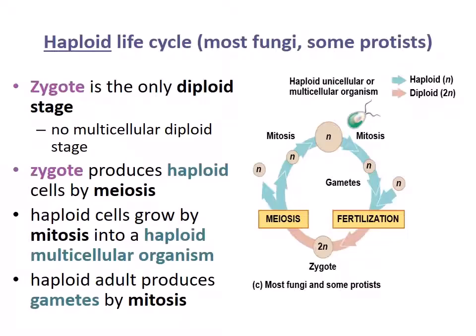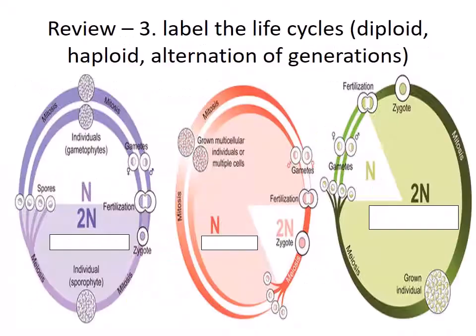So then there's fungi, and they've got another kind of unique life cycle. They've got a haploid life cycle where the majority of their body tissue is haploid, but they have a diploid zygote if they're doing sexual reproduction. So the zygote is the only diploid stage. There's no multicellular diploid stage. And then the zygote produces haploid cells by meiosis, and those haploid cells grow by mitosis into that haploid multicellular organism. And then the haploid adults produce gametes by mitosis, since they're already haploid cells. So go ahead, pause it, and look at this and try and label the life cycles.